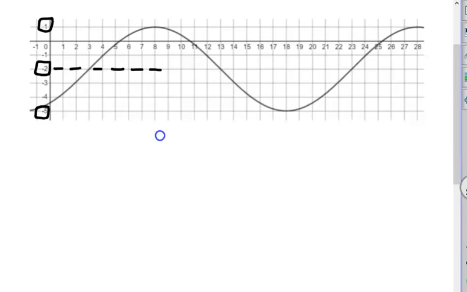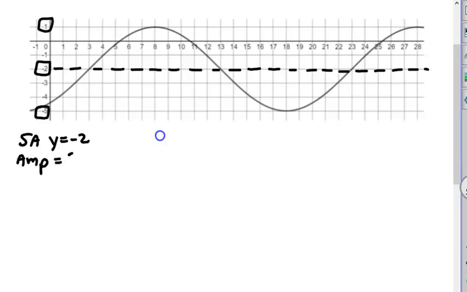So I'm going to dot that in, and I'm going to record those 2 values. And I'm going to use SA to abbreviate sinusoidal axis now. So sinusoidal axis is y equals -2. Amplitude is 3. So we're going up and down 3 from the center, which is the sinusoidal axis. These are both changes in the y direction. Okay, so these are y changes.